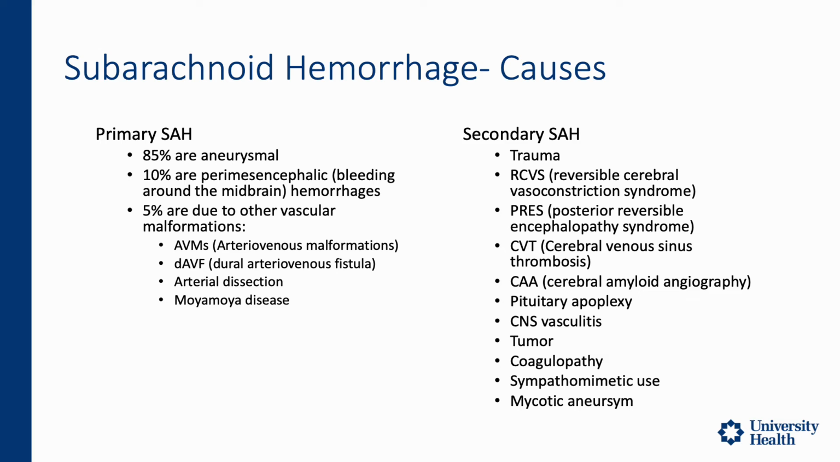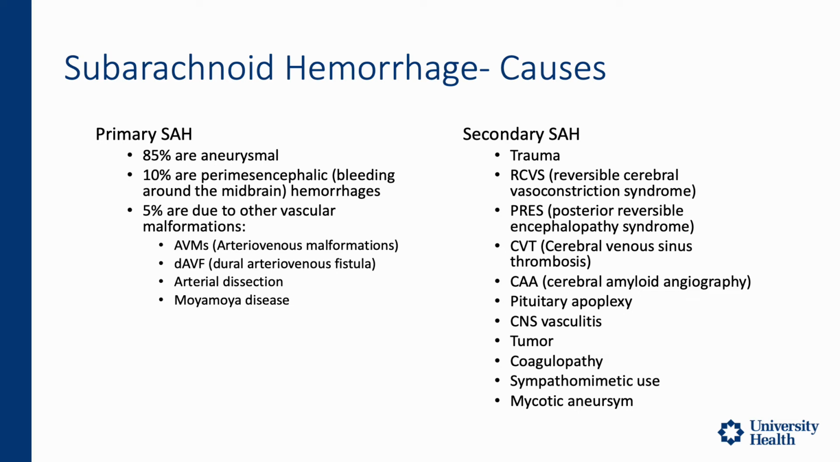So there are multiple causes of subarachnoid hemorrhages. You have your primary causes of subarachnoid hemorrhage, and you have your secondary causes of subarachnoid hemorrhage. So your primary causes, 85% are going to be aneurysmal. So we think about, for example, our berry aneurysms that rupture. 10% are going to be perimesencephalic, so that means bleeding around the midbrain. 5% are going to be due to other types of vascular malformations, which were kind of discussed already in the prior slides. So your arteriovenous malformations.